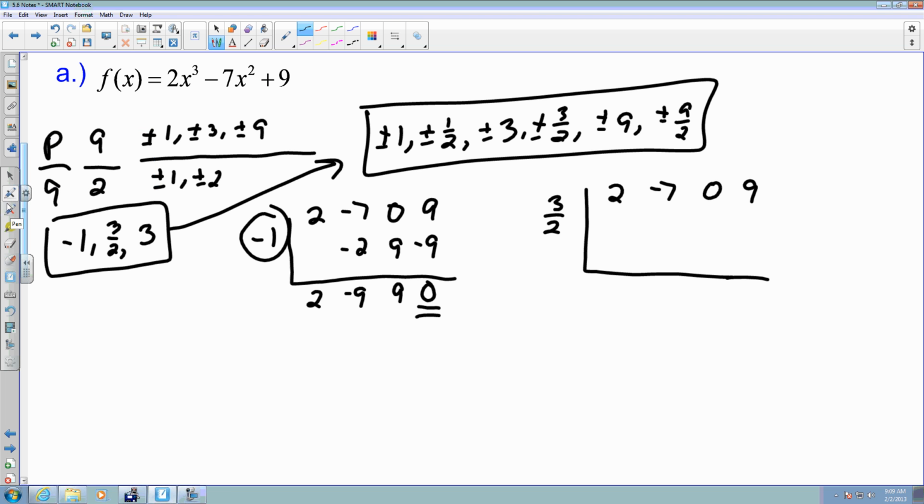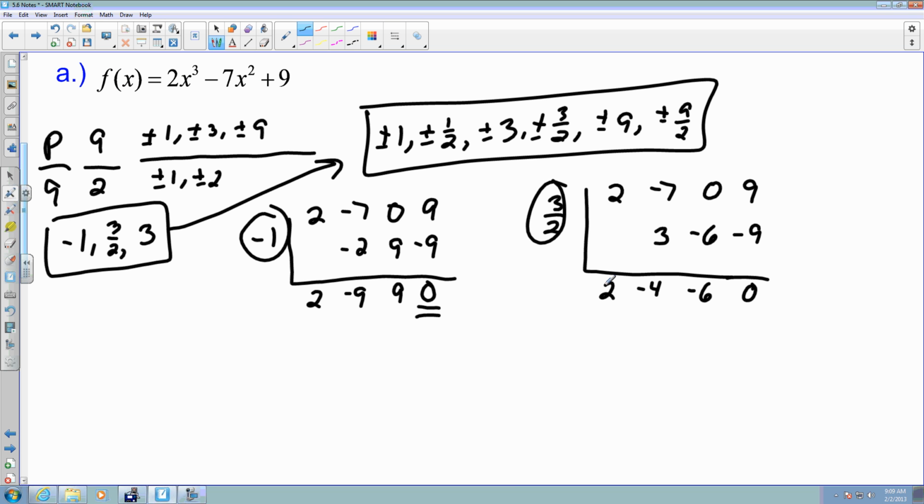Okay, let's do the synthetic division for this one. So I'm gonna have 2. 2 times 3 halves is 3. And add those together, that gives me a -4. -4 times 3 halves gives me a -6. Add those together, gives me -6. Multiply -6 by 3 halves is a -9 and 0. So yep, holds true.